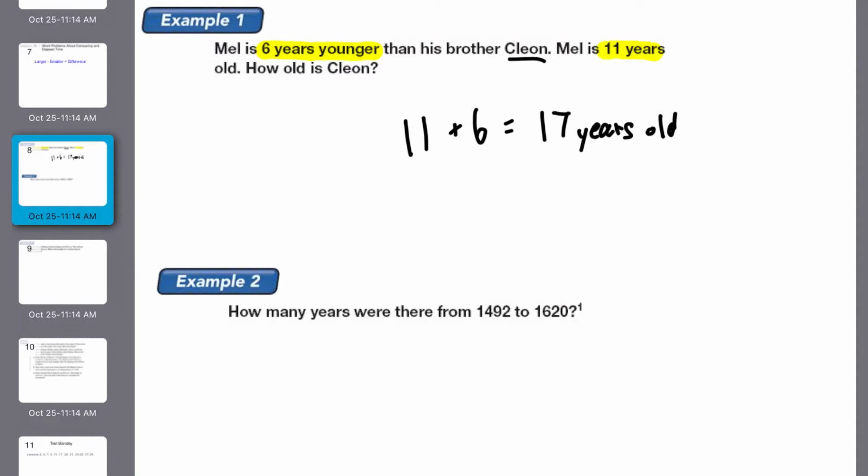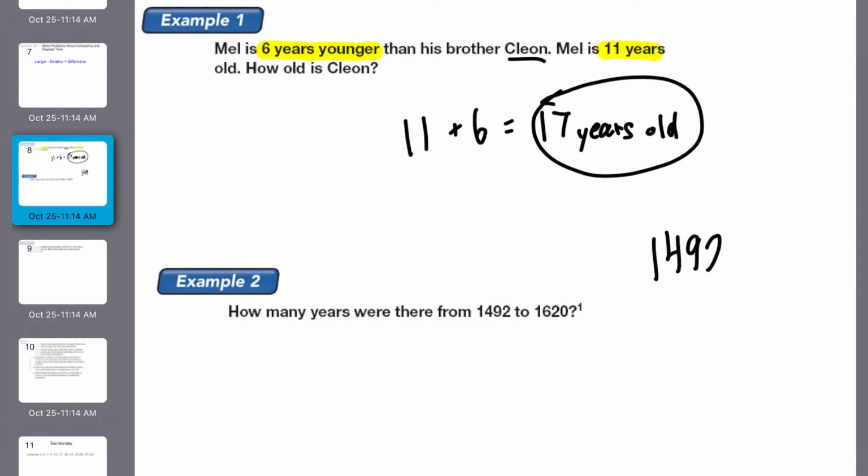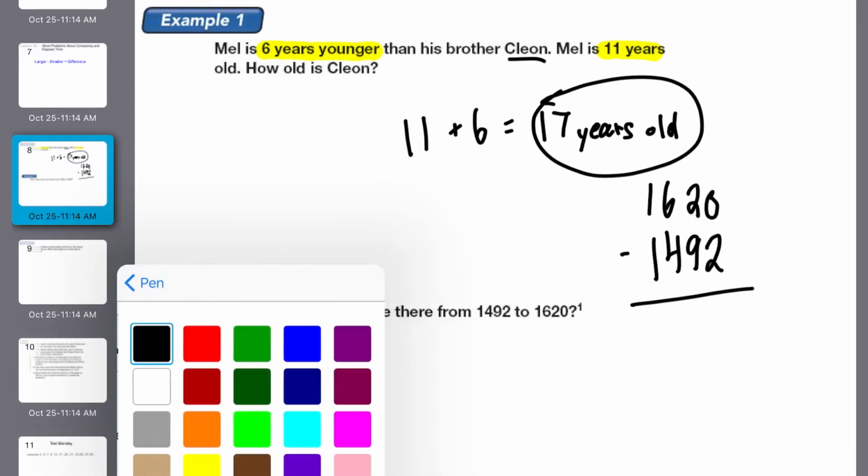years old for Cleon. All right, example 2, how many years were there from 1492 to 1620? So we can just find the difference here. 1492 and 1620. So you take the larger minus the smaller. There we go. And then you just do your subtraction.